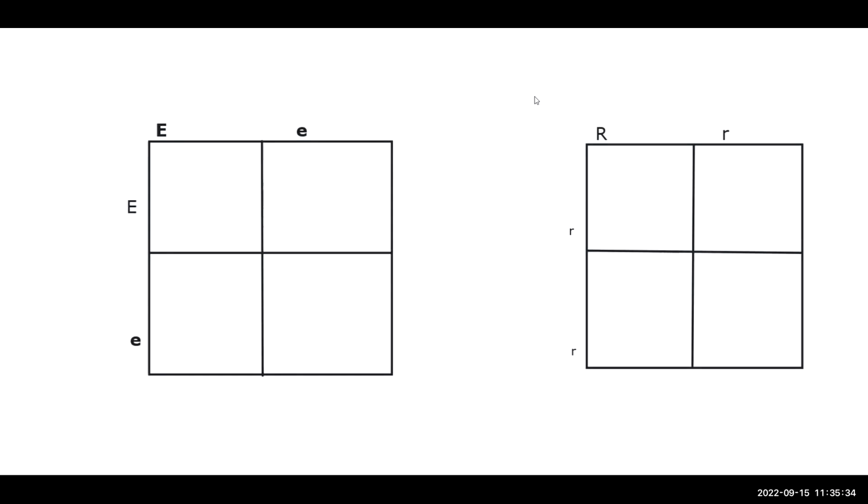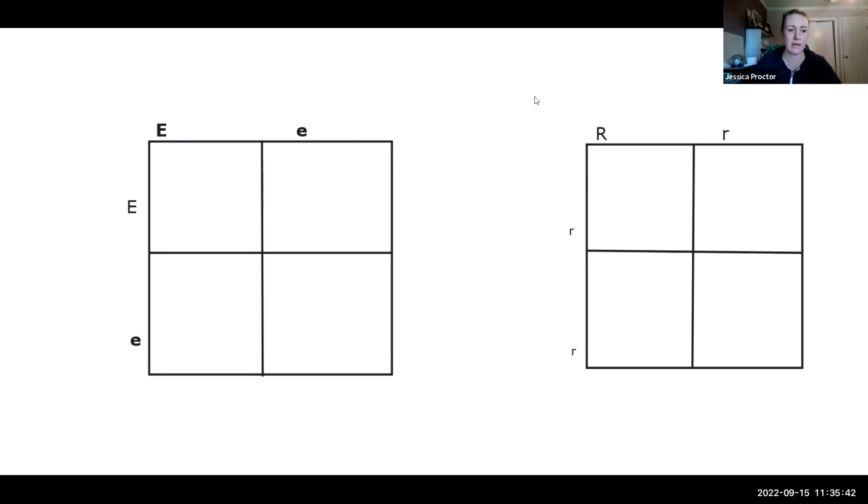Okay, perfect. So when you're doing a Punnett square, you're going to put one parent along the top and another parent along the side like this. It doesn't matter whether mom or dad is on top. You just need one parent along the top, one parent along the side. So if we have two parents that are heterozygous for earlobes, let me write out the possible genotypes and phenotypes for you.